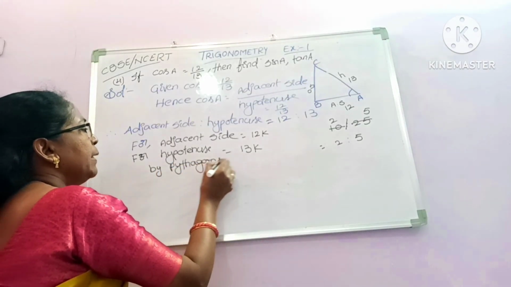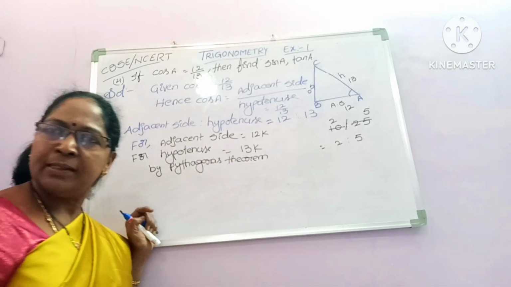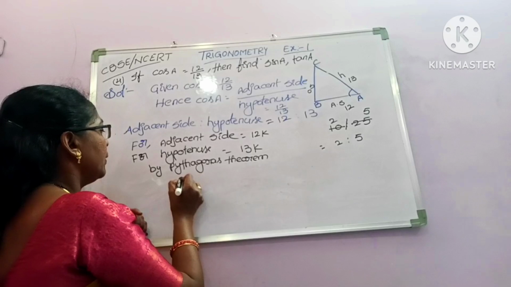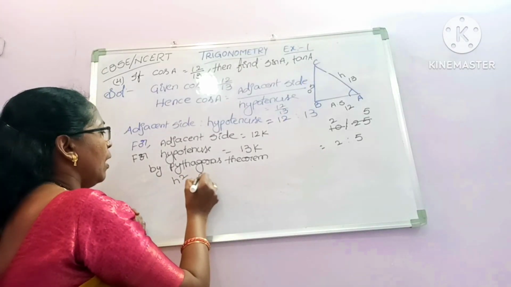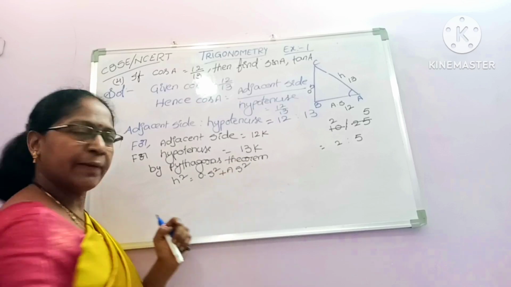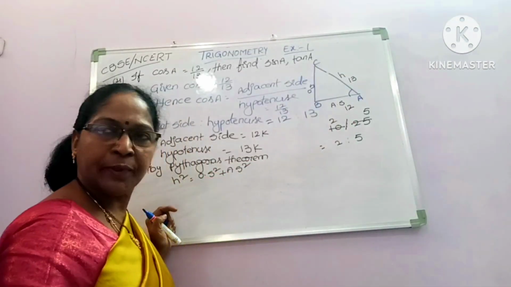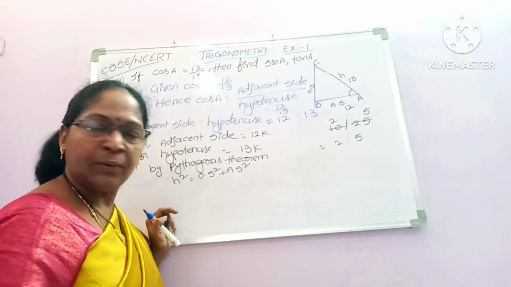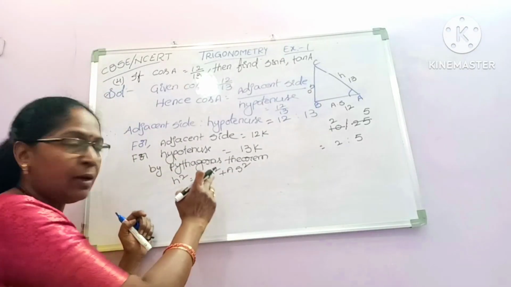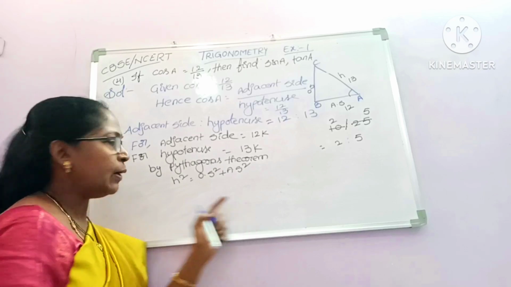By Pythagoras theorem. What is Pythagoras theorem? Hypotenuse square equals opposite side square plus adjacent side square. That we know. Here, what we don't know is only the opposite side; we know the adjacent side and the hypotenuse. Directly we can also write the formula, otherwise we can substitute the values in this formula.